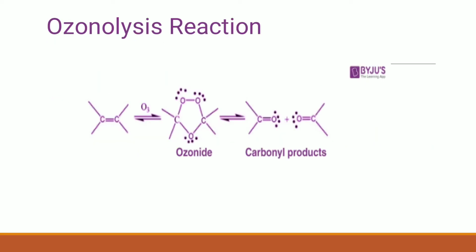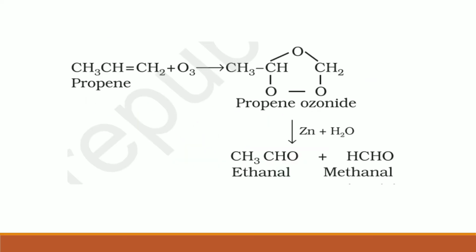See, in the process of ozonolysis of alkene, when ozone reacts with alkene, first of all it will form ozonide, and this ozonide on reduction in presence of zinc and water will form carbonyl products. These carbonyl products may be two aldehydes, two ketones, or an aldehyde and a ketone, depending on the reactant. See, suppose we are having propene.